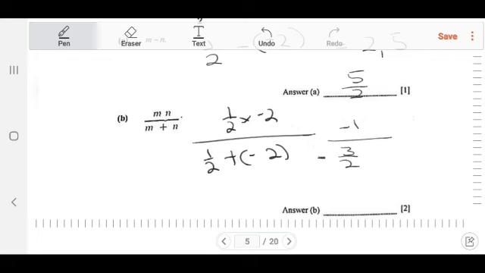Okay, so let's divide there. So this is the same as what? It is the same as saying negative 1 times 2 over 3, which gives us here we have a negative again, which gives us 2 over 3.